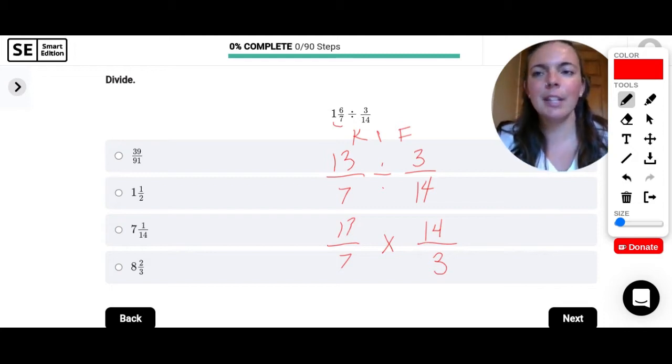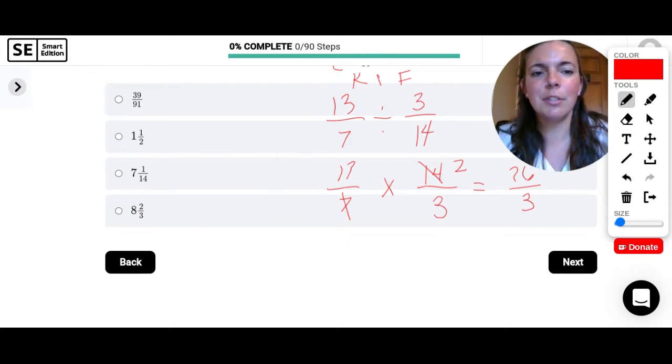So again, I'm going to cross cancel just so I don't have to simplify so much later. So looks like 7 and 14. I can divide each of those by 7. So 13 times 2 on the top and just 1 times 3 on the bottom. So from here, 26 thirds I can turn into a mixed number. 3 goes into 26 8 times. That would be 24. So I'd have 2 left over. 8 and 2 thirds.